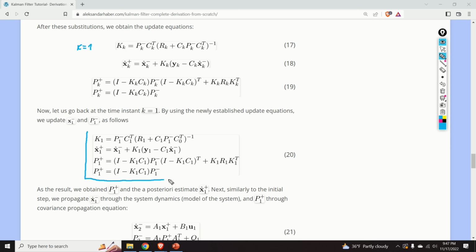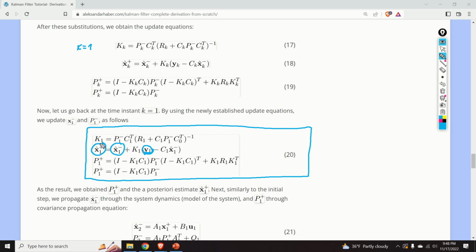By substituting k equal to 1 in equations 17, 18, and 19, we obtain these equations that are given by equation number 20. And these are the recursive least squares equations. So these equations tell us how to update the a priori state estimate and how to incorporate our measurements to compute the a posteriori state estimate.